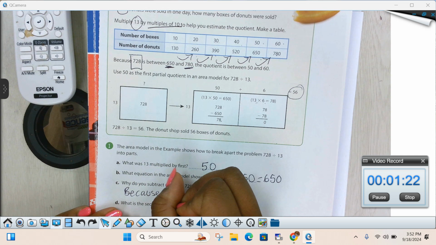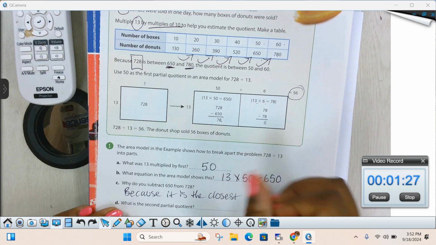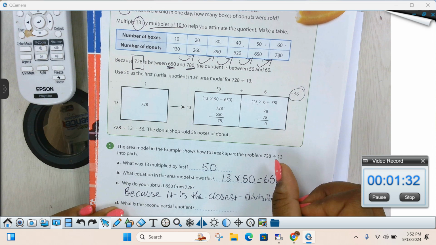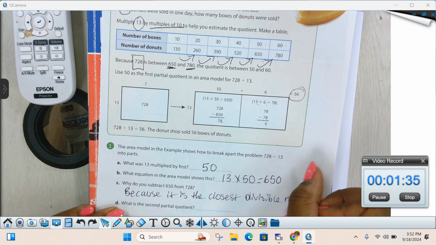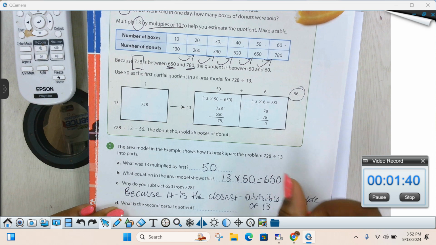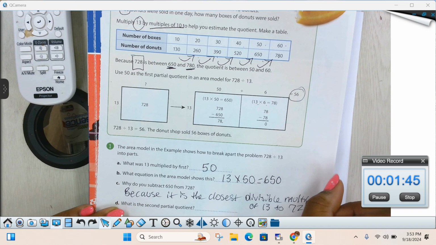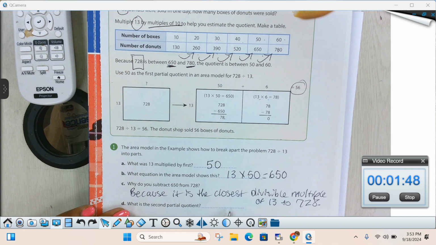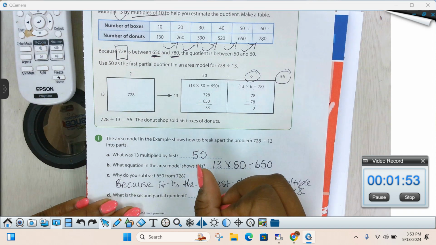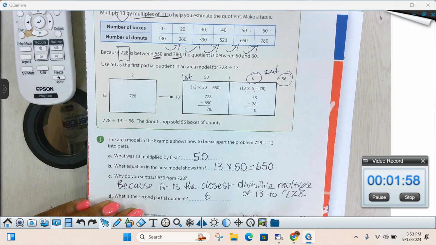Because it is the closest divisible number, or let's say multiple, of 13 to 728. What is the second partial quotient? Well, the second partial quotient was the number 6. So this was my second, and this was my first.